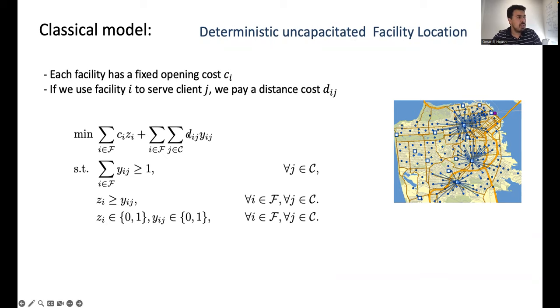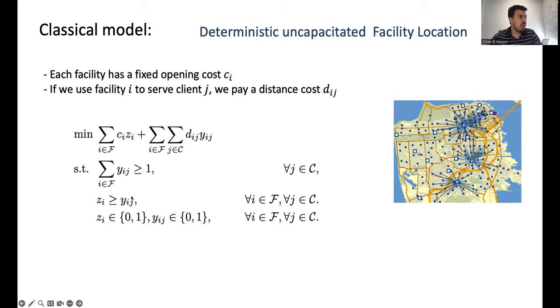The second piece is the transportation cost, which is the sum of the distances between all clients and the facilities that I will use to serve them. And we have these two classical constraints. The first one is a covering constraint that ensures that each client is satisfied. The second is that you can only satisfy a client from facility i if that facility is open. So if z_i is equal to zero, all the y_ij for all j should be equal to zero.